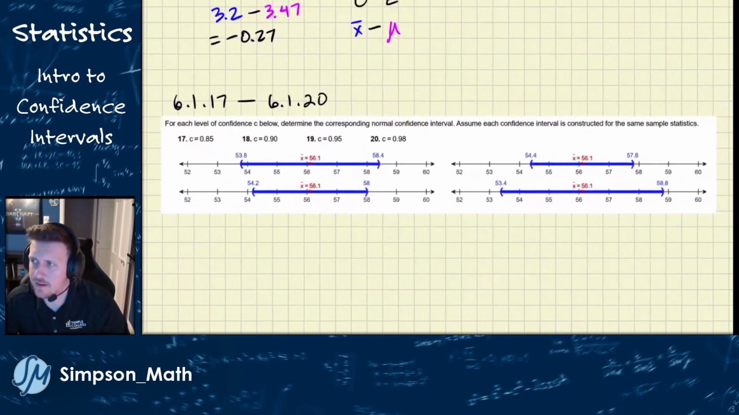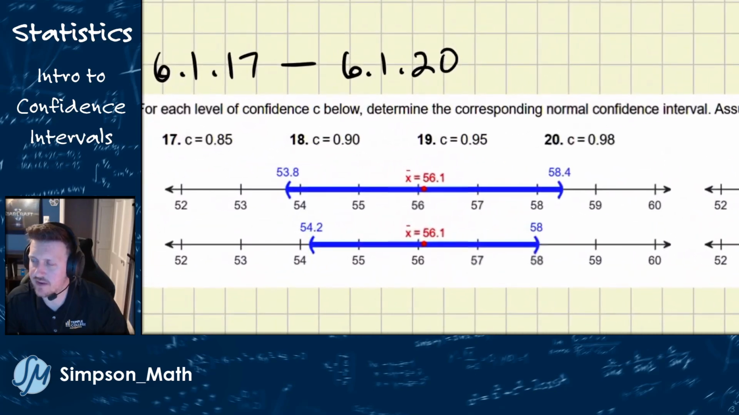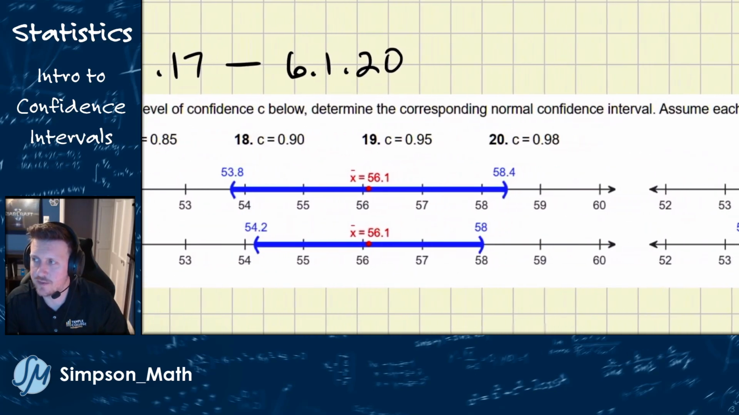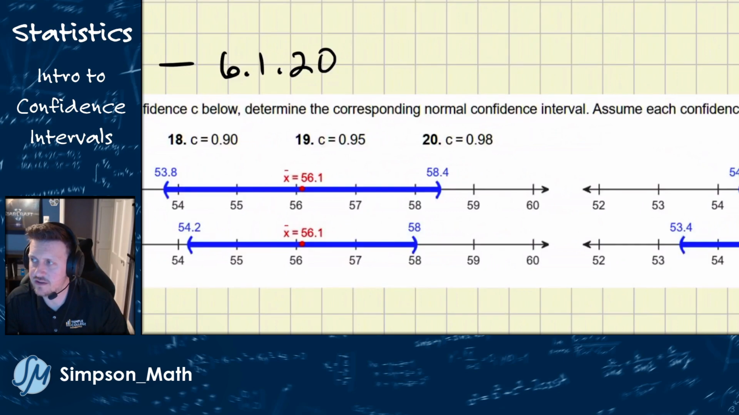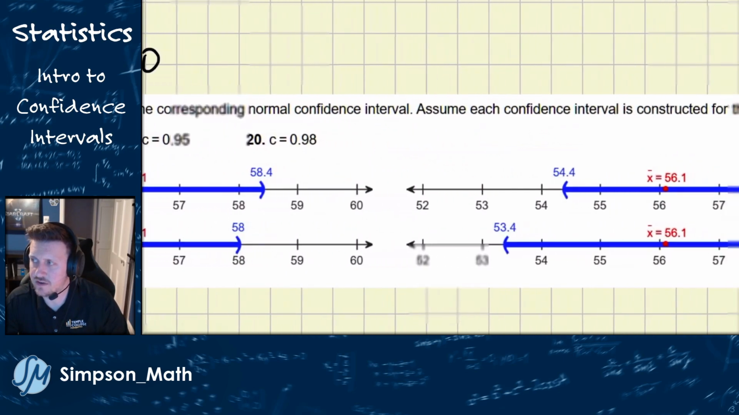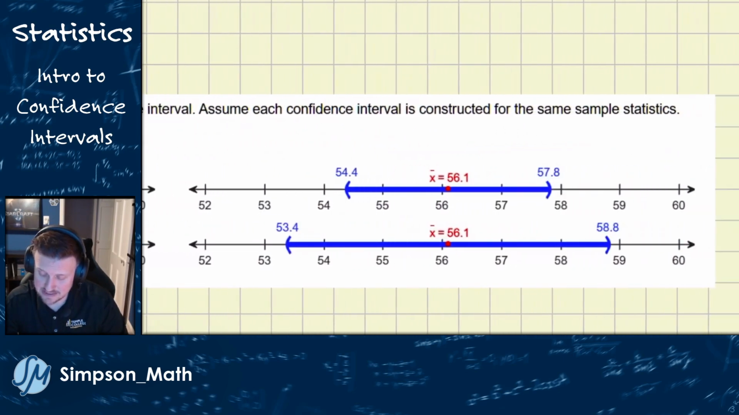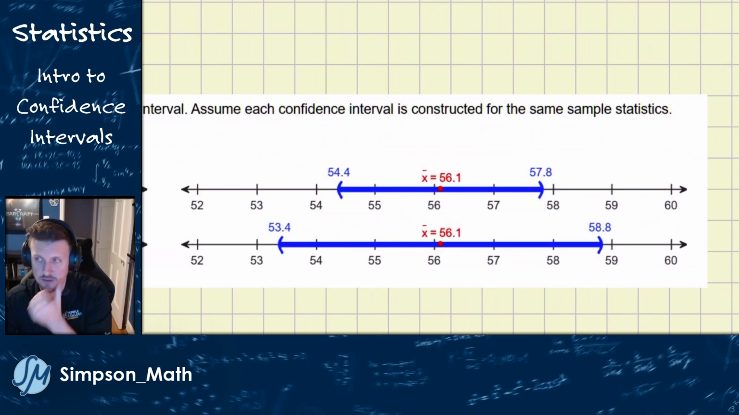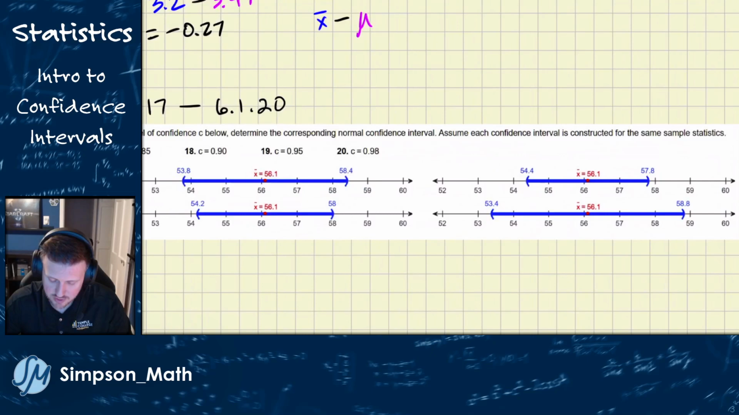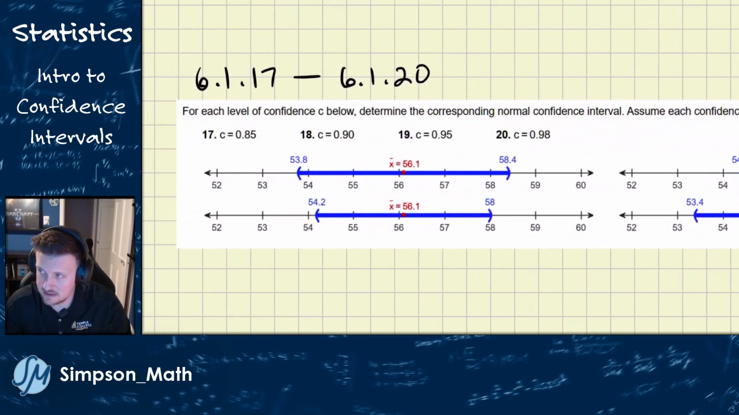All right. This says, for each level of confidence, see below, determine the corresponding normal confidence interval. Assume each confidence interval is constructed for the same sample statistics. That's important. So the same X bar, same sample size, all that. So notice the only thing that's different between these.